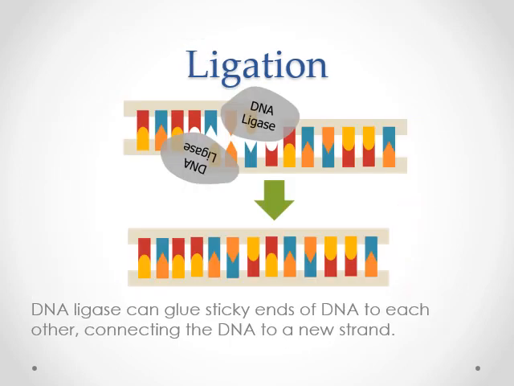Next, you could take that piece of DNA you have and insert it into a genome. Often you need to use ligation for that. DNA ligase can take those sticky ends of DNA and connect it to a new strand. So remember, we use the restriction enzyme and we cut, creating sticky ends. Here's where you put those sticky ends back together and you reconnect DNA to another strand of DNA.